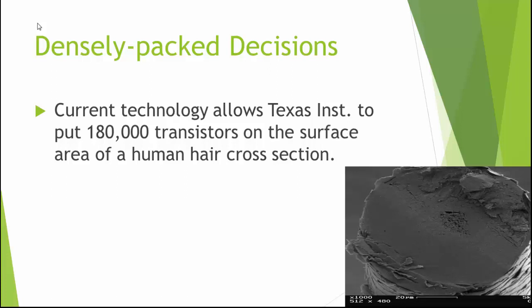So Texas Instruments, for example, can put 180,000 transistors on the surface area of a human hair cross-section. That, of course, is extremely densely packed decision-making power.